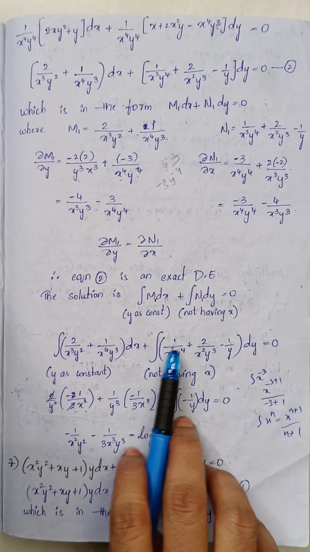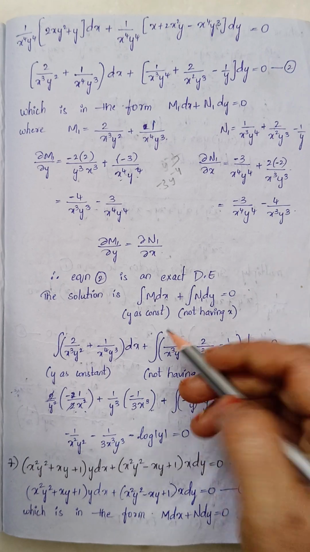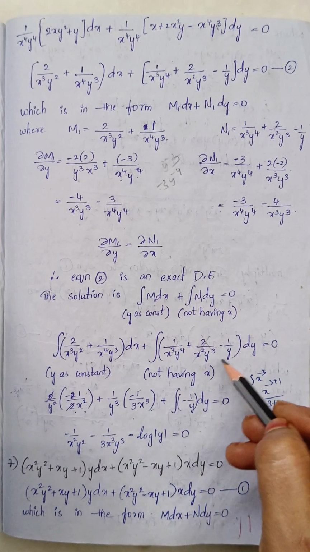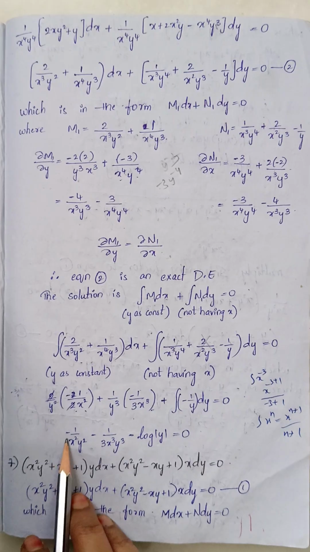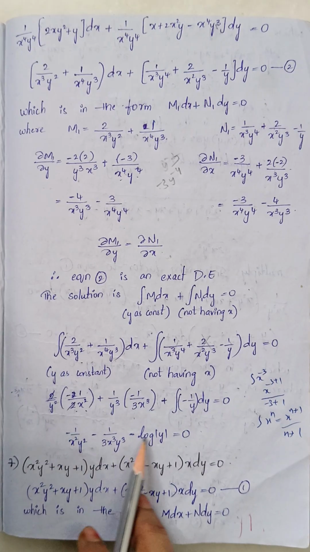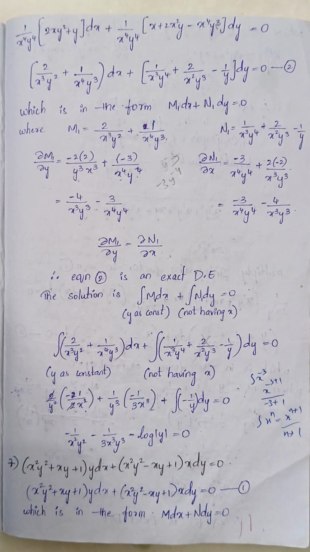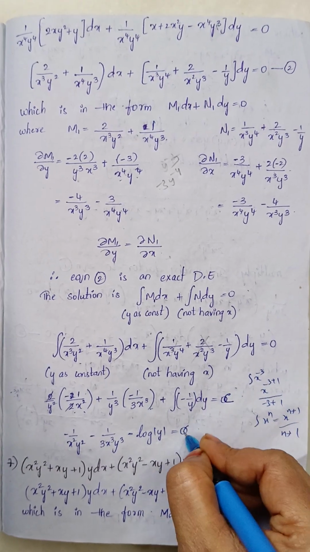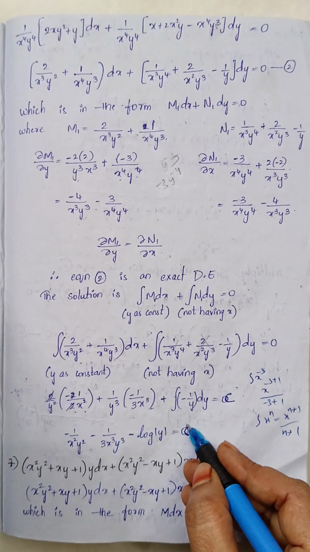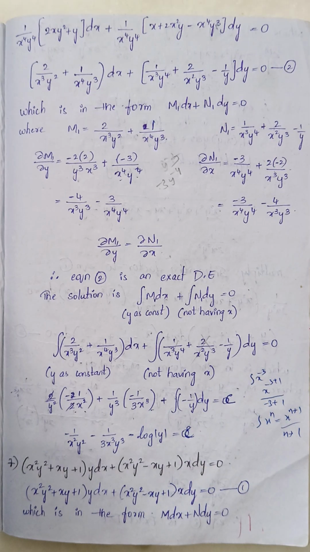Similarly, not having x terms means we should eliminate x terms, that is this term and this term should be eliminated. Minus 1 by y means log y, which is the required solution. You can take minus common, then it will be plus of all these equal to some constant, not 0 here. Here we have constant because we are taking integration, that's why we are adding constant for the solution.